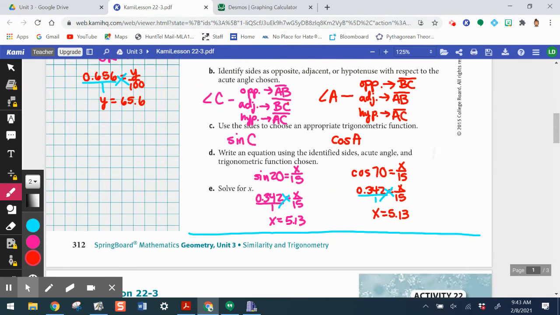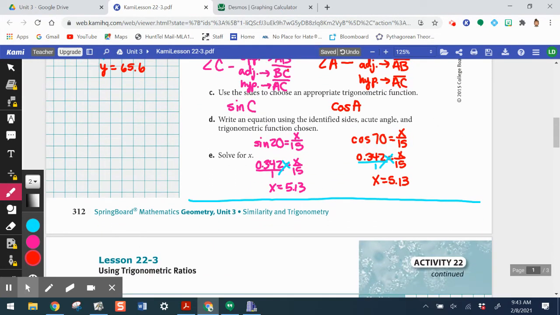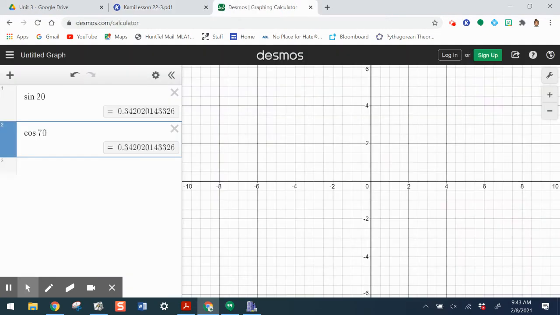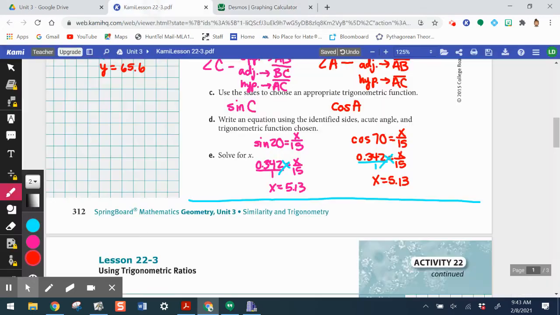So you could have done the cosine of 70 degrees, and notice what I got when I put cosine of 70 degrees in our graphing calculator. I got the same as the sine of 20. What we're emphasizing is the sine and cosine of complementary angles are equal. So notice I can replace cosine of 70 with the same decimal I replaced the sine of 20 with. And I cross multiply here, and I get the same conclusion, that x is 5.13.